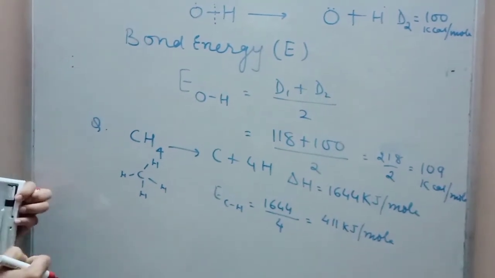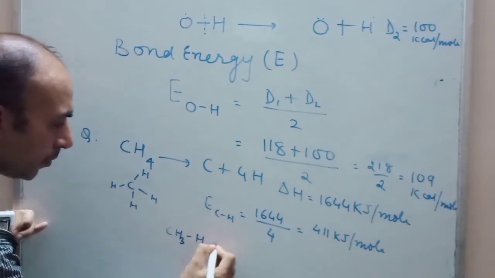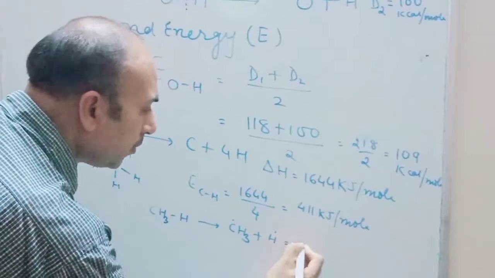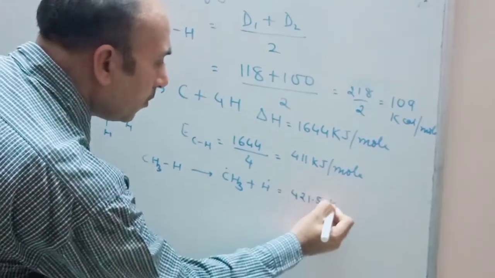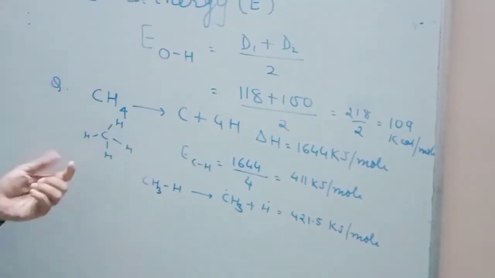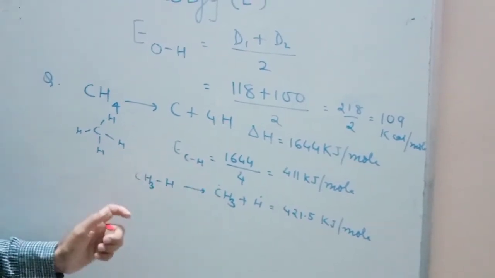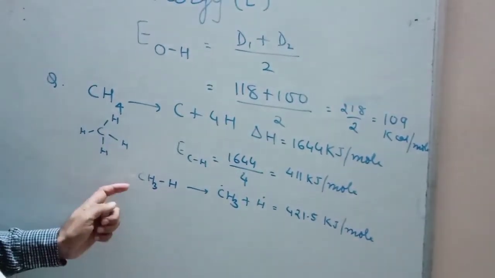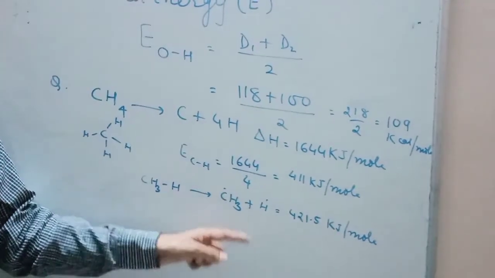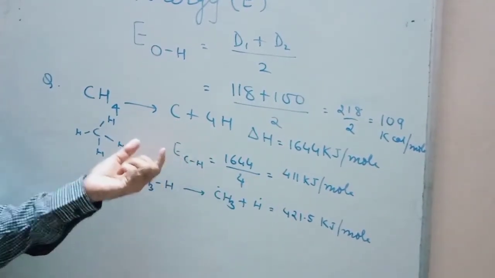If we look at the dissociation energies, the bond dissociation energy is different for each step, because when we break one bond, the chemical environment changes, so the bond dissociation energies also change. In this way, the bond dissociation energies can be 421, maybe 410, 409, but the average comes out to be 411. And this is the bond energy which is reported in the table.